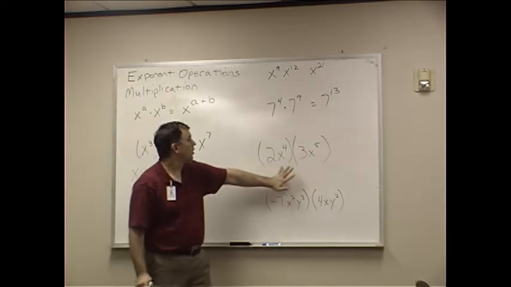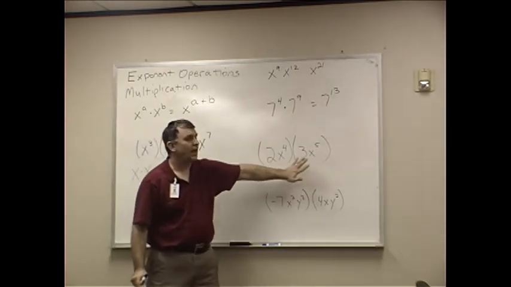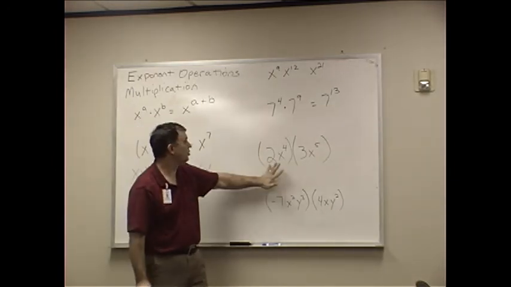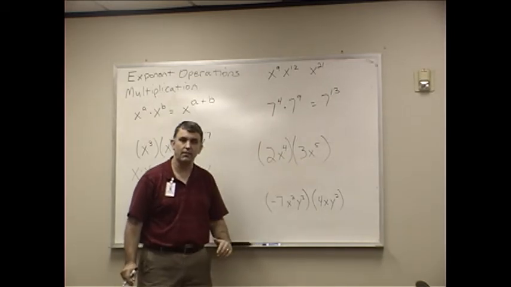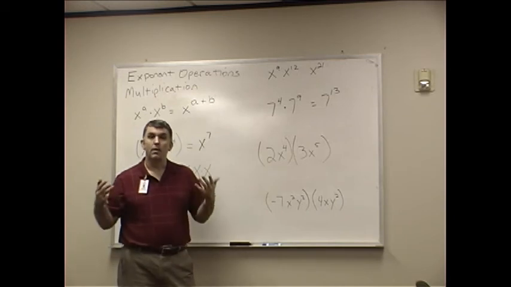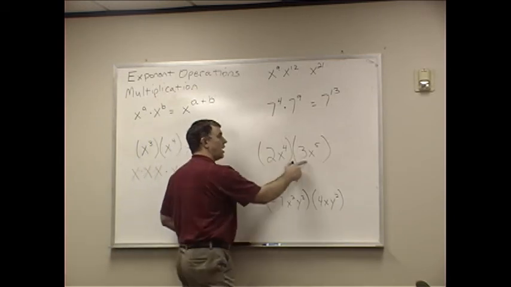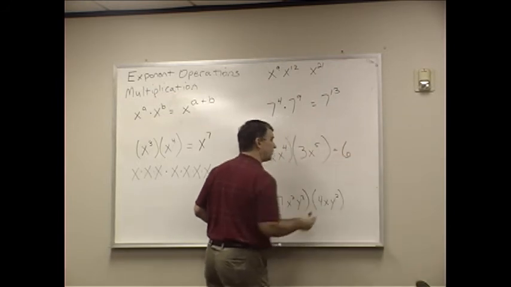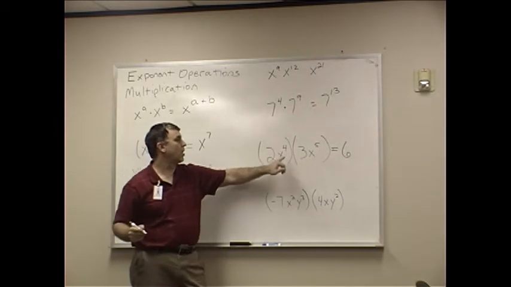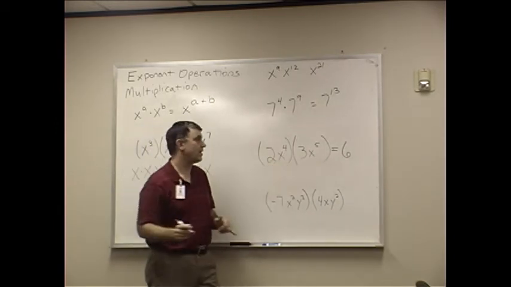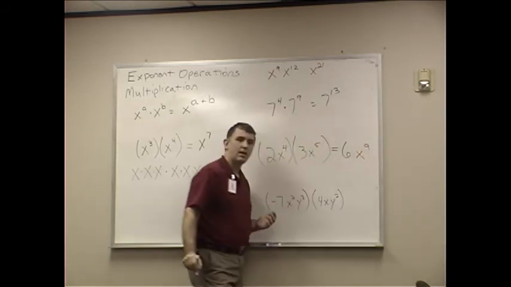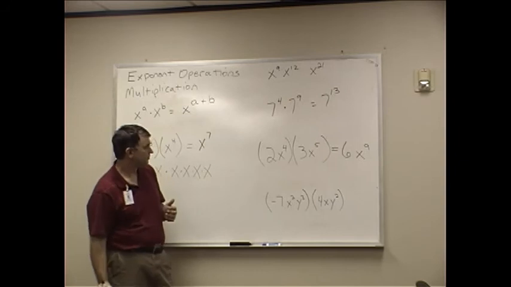Here's one where there are numbers and exponents together. So we've got 2x to the 4th times 3x to the 5th. These numbers don't have exponents. We multiply normally there. 2 times 3 is 6. The exponents, x to the 4th and x to the 5th, we add those and we get x to the 9th. So it's 6x to the 9th.